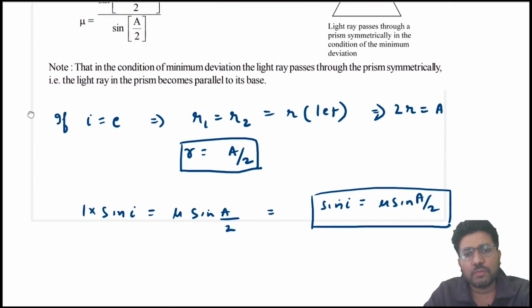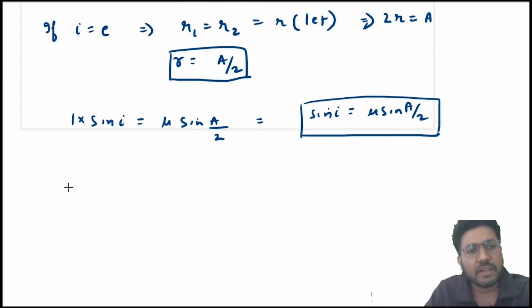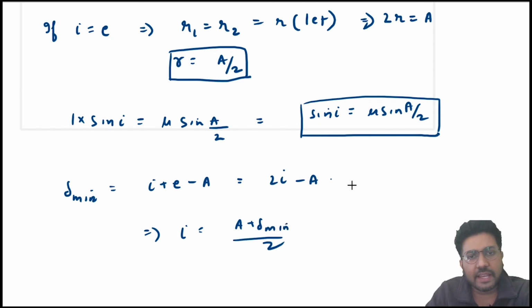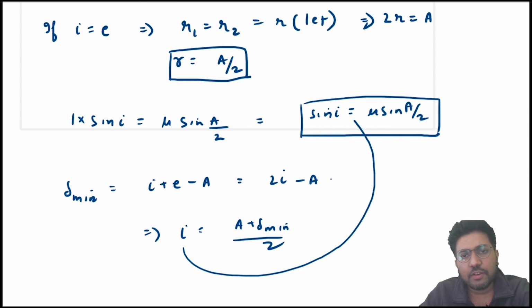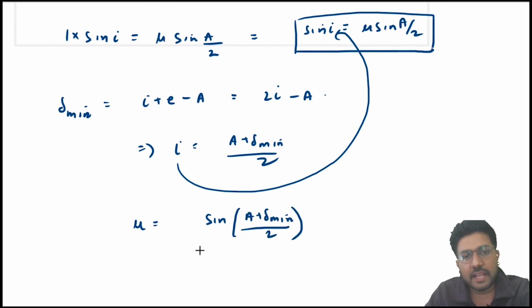Then there is one more formula that we will derive, that is the refractive index in terms of the angle of minimum deviation. Now delta min will be how much? Delta is I plus E minus A, but I is equal to E, so I'll write delta min is 2I minus A, right? So I can be written as A plus delta min by 2. Just take A to the left hand side and put this value of I here, you will get the relation mu is equal to sine of A plus delta min by 2, divided by sine A by 2.